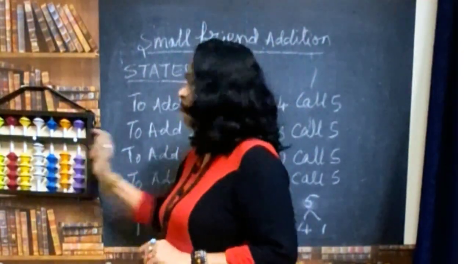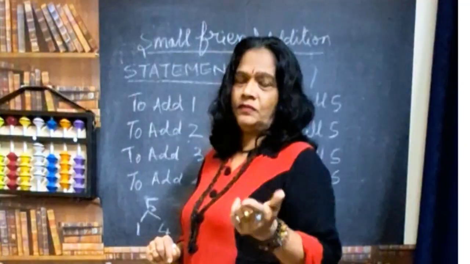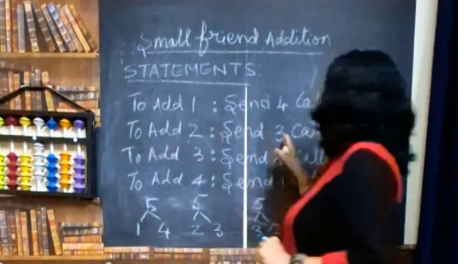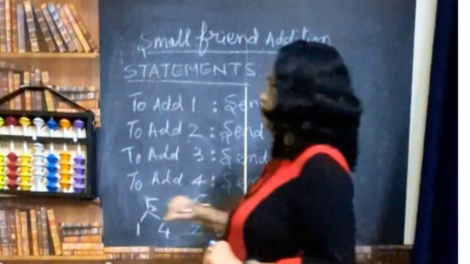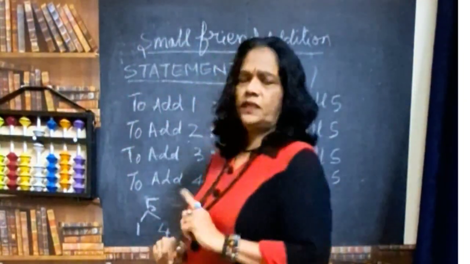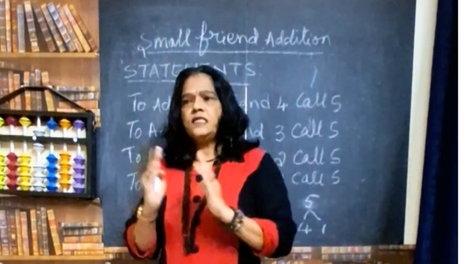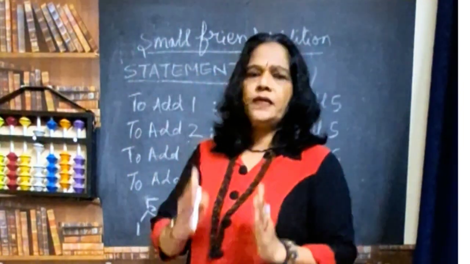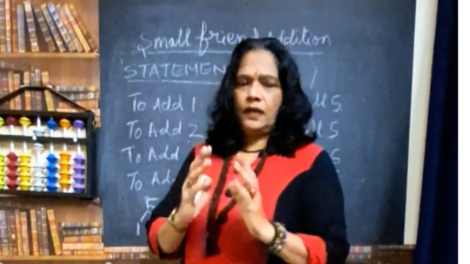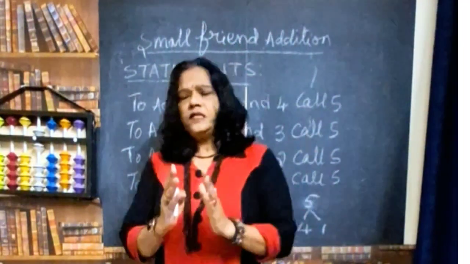But suppose now 4 is there, add 2. Then we should use the statement. To add 2, what is the statement? Send 3, call 5. So 4 plus 2 is 6. So this is how we use the small friend addition concept in addition on the abacus. This is the concept.